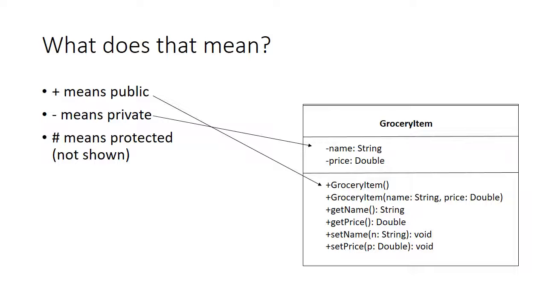All the symbols that are within the UML diagram have meaning. A plus sign means that a variable or method is available to the public. It's a public modifier. The minus sign means that it's private, and private means that only the class can access it. A pound sign means protected, and that is one that we have not shown here. It's beyond the scope of this particular course, but you will see it occasionally.